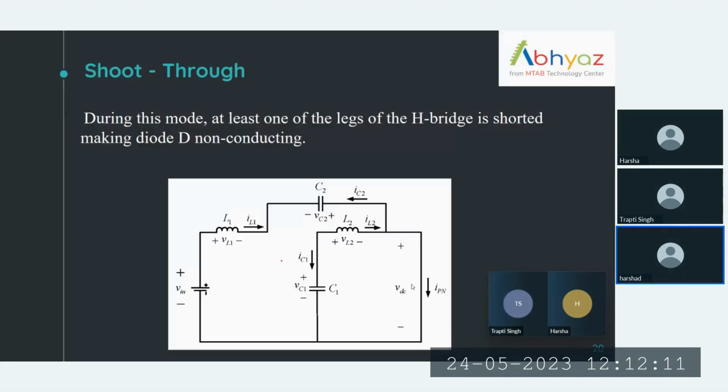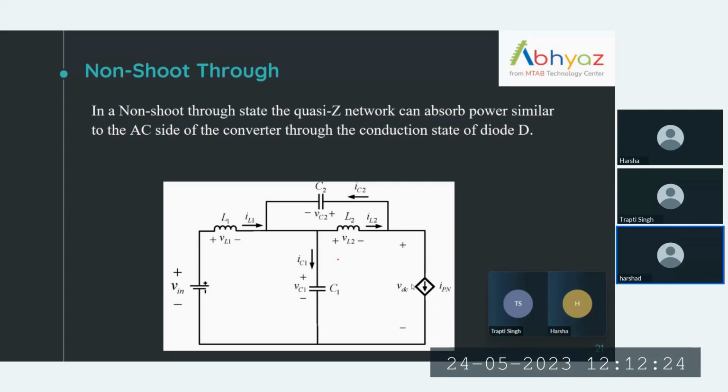Here also, we have a shoot-through state and non-shoot-through state mode of operation, which is very similar to a Z-source inverter. During the shoot-through state, the diode is in off position and the capacitors transfer energy to the inductors. In the non-shoot-through state, again, which is similar to the normal state operation observed in a conventional voltage source inverter.